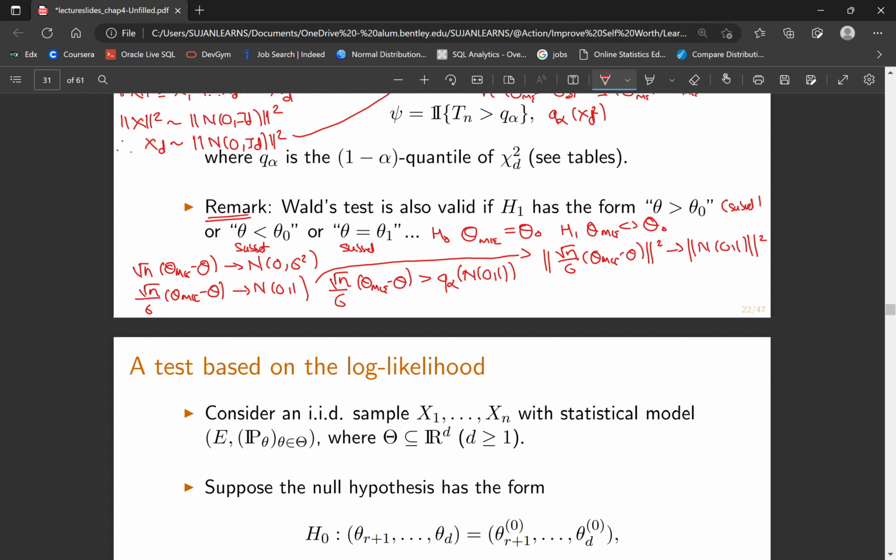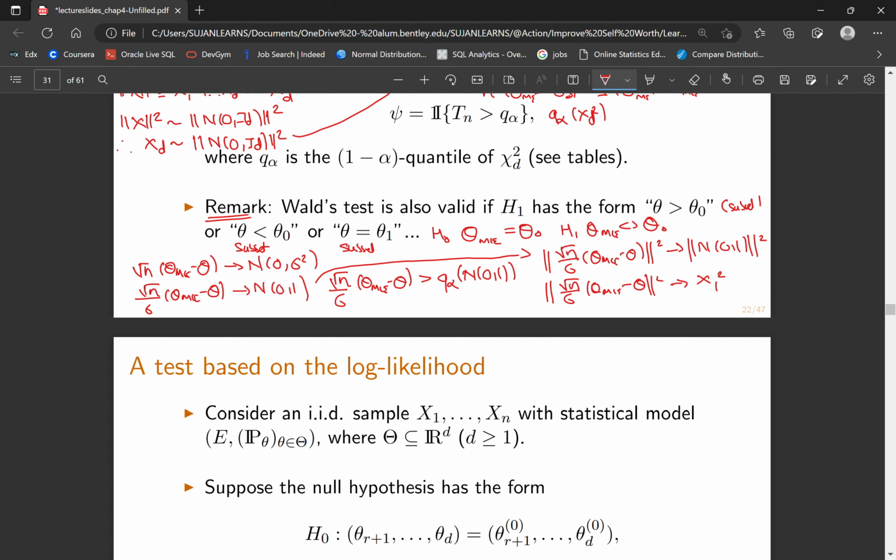This should give us something like the square of (θ_MLE minus θ), and what will be the test of this? This should tend to become a chi-square distribution with a single variable, because there's only one variable. It's going to be a chi-square distribution.